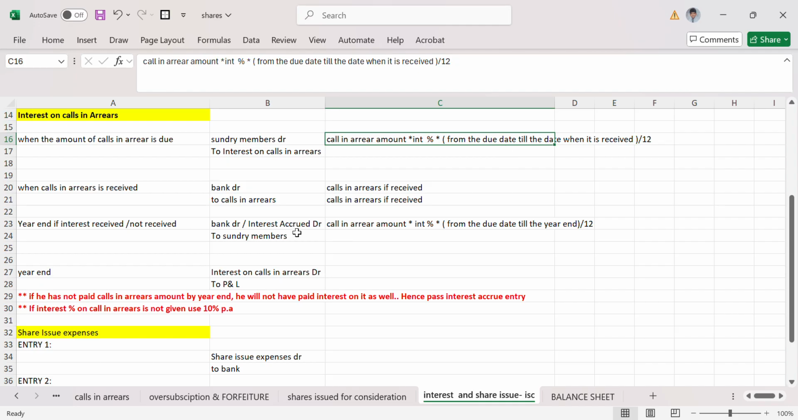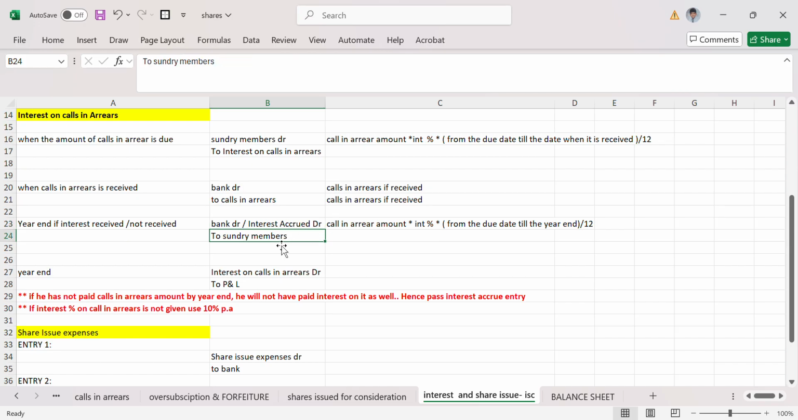In the end, the members have to pay this interest. If they pay, we write bank debit to sundry members. If they do not pay, interest accrued to sundry members. At the year end, I will transfer this interest on costs and arrears to P&L. If the person has not paid the costs and arrears amount, quite naturally he will not pay the interest amount also. So in the interest entry, you cannot write bank, you will have to write interest accrued.